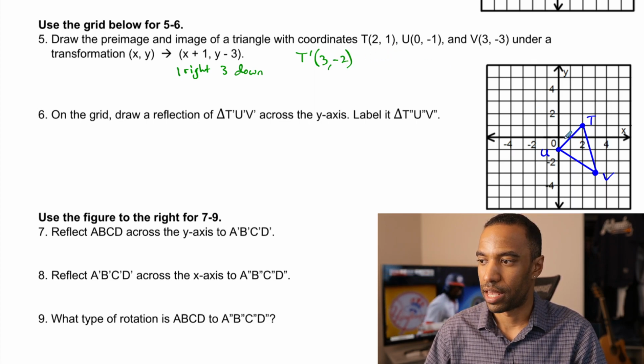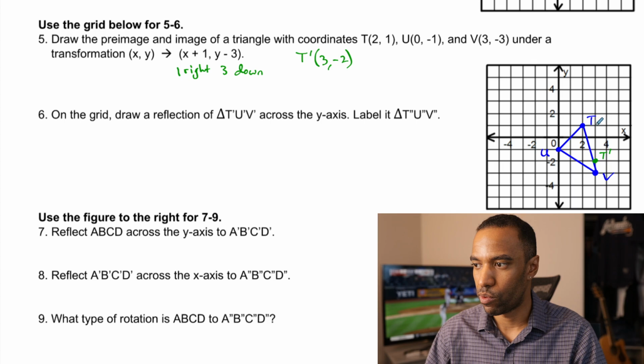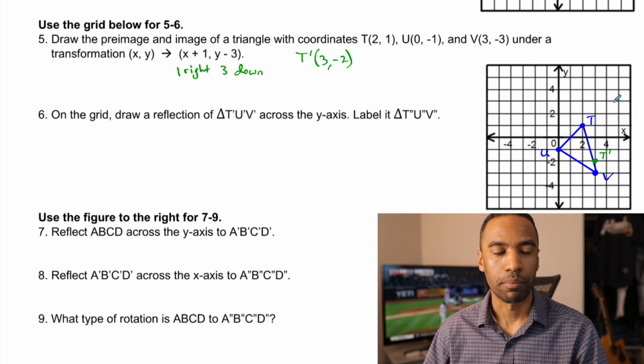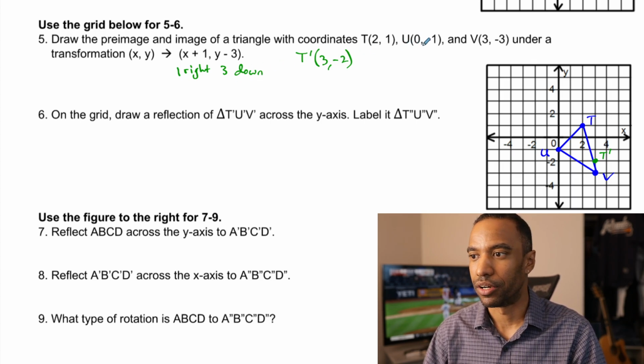So let's take a look at where that is. (3, -2) is right here. That's what we call T prime. You can see that that goes 1 right and 3 down from T. That's how that translation idea occurs.